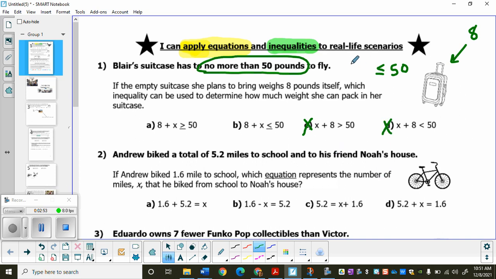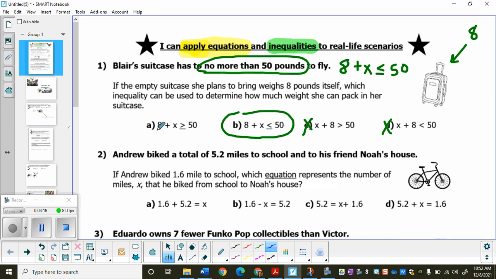Now, the 8 pounds she already has, plus what she can pack, has to be less than or equal to the 50. So now let's come through and look here, and we see it right there in answer choice B. Here's the 8-pound suitcase plus whatever she's going to pack inside of it, can be no more than 50 pounds. All right, cool. Now we're on to the next one.